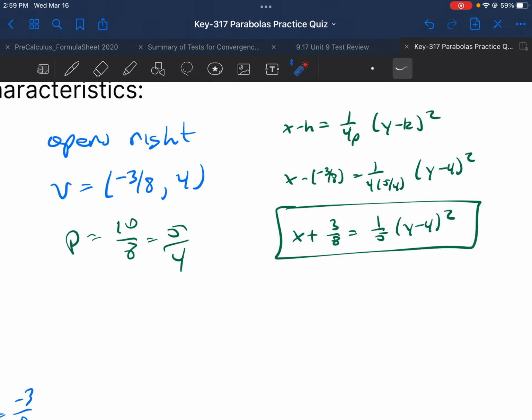Throw all that into our equation skeleton. Opening right is horizontal. Horizontal means start with x. -3/8 for the x value, it eventually turns to +3/8. +4 for the y value, eventually turns into -4 in the equation. And then the 5/4 for the p-value. Put that down here, multiply it to the 4, and we get 1/5.